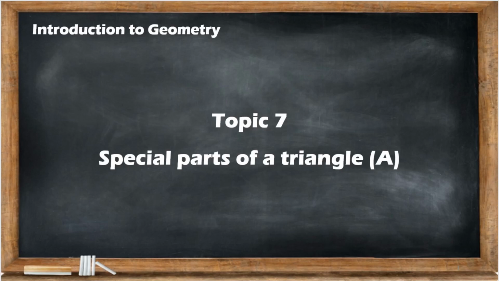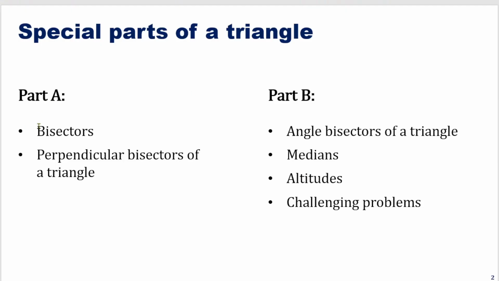Okay, today we're going to have a look at topic 7 of this course, special parts of a triangle. Because we have a lot of content in this topic, we'll divide it into two parts. Today we're going to have a look at part A. In part A, we're going to look at bisectors and the concept of perpendicular bisectors of a triangle. And in our next lesson, we'll talk about part B, which includes angle bisectors of a triangle, medians, altitudes, and some more challenging problems.